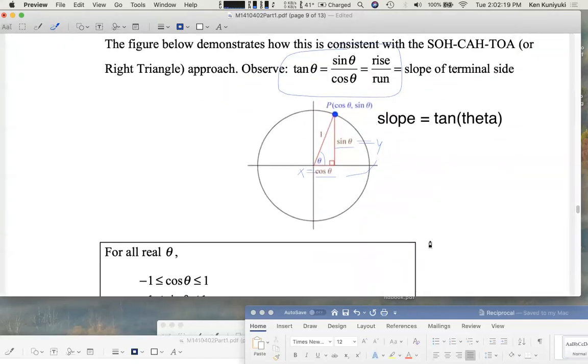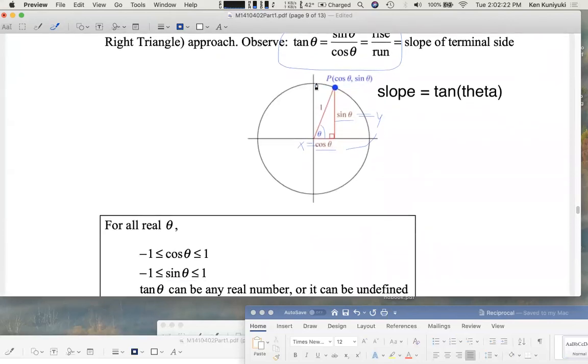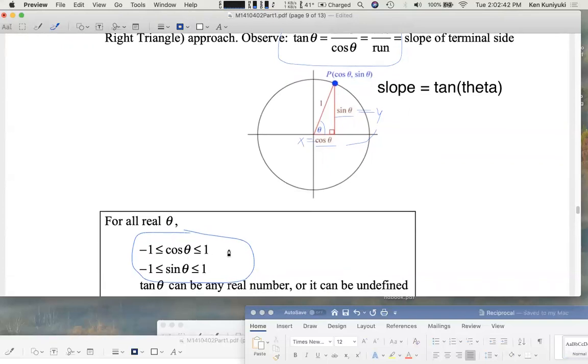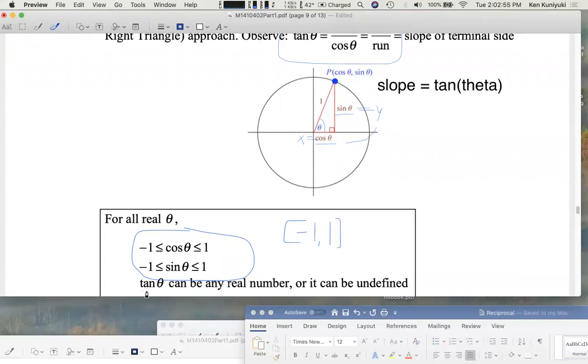Now, remember, the x and y coordinates on the unit circle are going to fall between -1 and +1 on both the x-axis and the y-axis. And that corresponds to the fact that both sine of theta and cosine of theta can pick up all real values between -1 and 1, and only those values. In particular, the closed interval from -1 to 1, that's going to be the range of both of these functions, sine and cosine. Tangent, however, is slope.